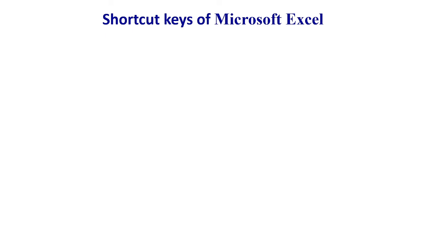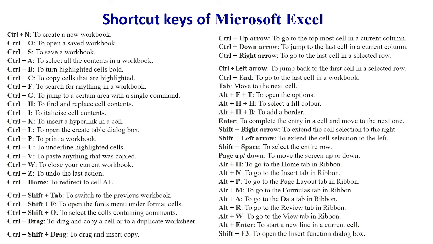There are some important shortcut keys of Microsoft Excel. To name a few, Ctrl+N to create a new workbook, Ctrl+A to select all the contents in a workbook, Ctrl+P to print a workbook, Ctrl+Z to undo the last action, Shift+Space to select the entire row. And there are many other shortcut commands as you can see in the slide which can make the use of Excel an easy task.